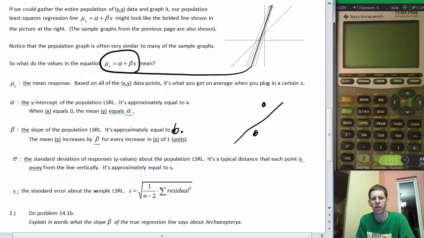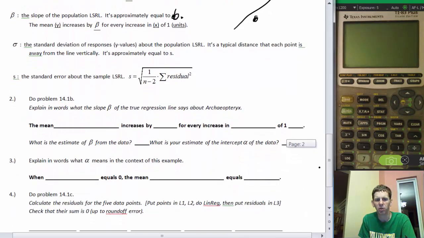s is the standard error about the sample least squares regression line. Now s is not part of this equation, but I did mention that sigma is approximately equal to s. To calculate s, you're going to take the square root of 1 over n minus 2 times the sum of the residuals squared.